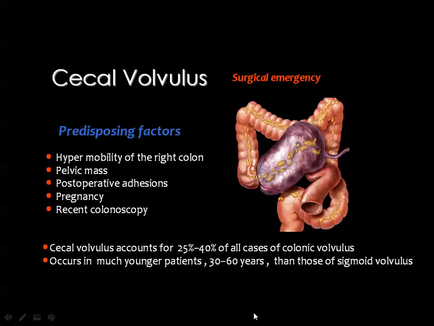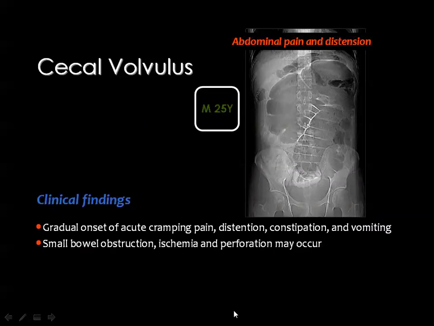Then finally we came to the cecal volvulus, and the cecal volvulus is seen in a relatively younger age, and this is the age incidence from 30 to 60 years, compared to those with sigmoid volvulus. The predisposing factors are hypermobility of the right side of the colon and pelvic masses, postoperative adhesions, pregnancy, and recent colonoscopy. Then the diagnosis is also easily made from the plain film by identifying the huge dilatation of the cecum, whether pointing to the left upper quadrant or anywhere.